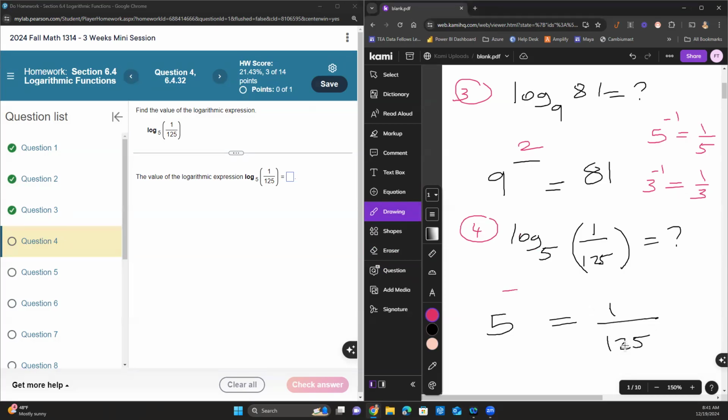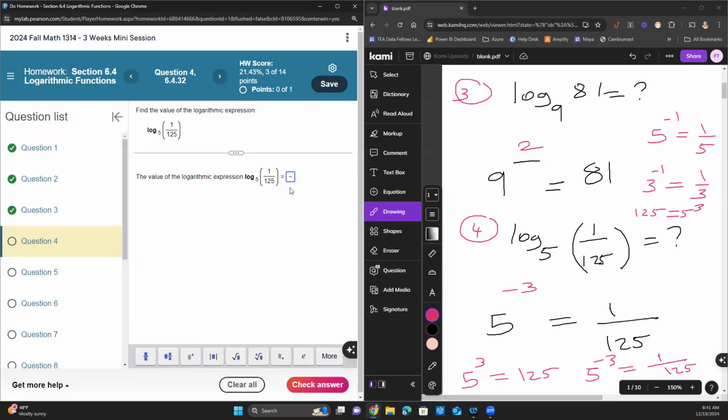Now, when I think about 125, it is 5 to the third power. So this must be a negative 3, because if 5 to the third power is equal to 125, 5 to the negative 3 power is always 1 over 125. So this negative power will change it to a fraction. This negative power means we will get 1 over, and then 5 cubed will be copied to the denominator. So the answer I need here is negative 3 for this question.